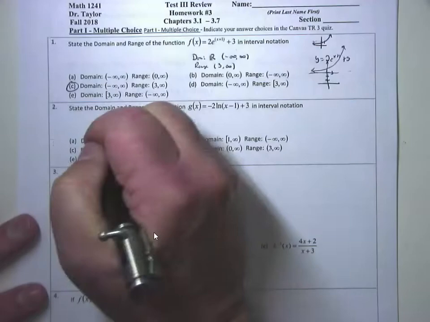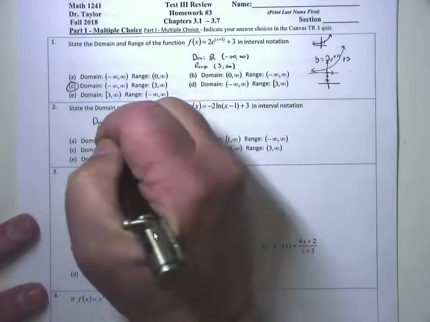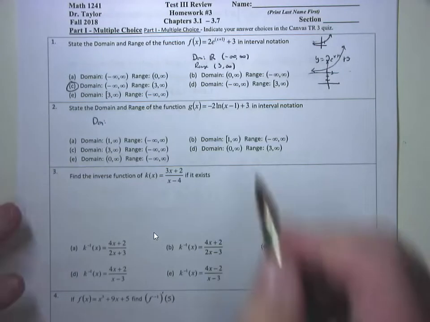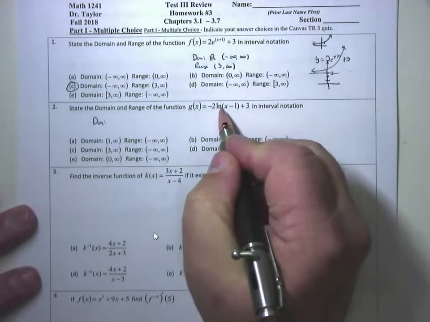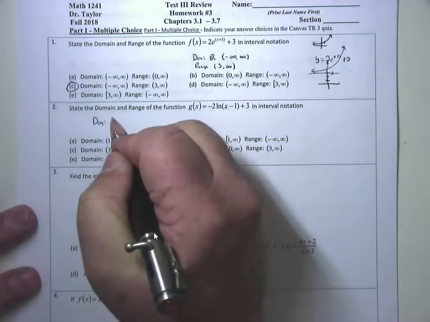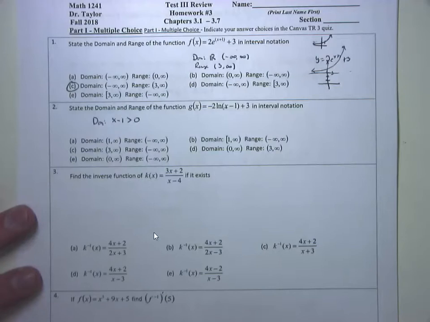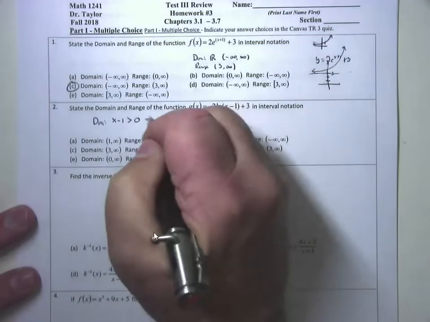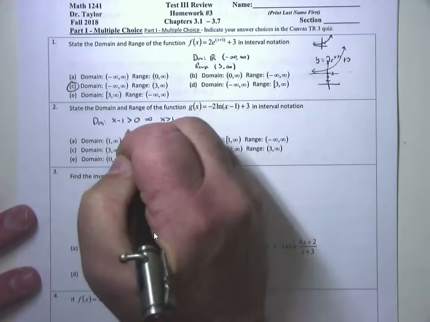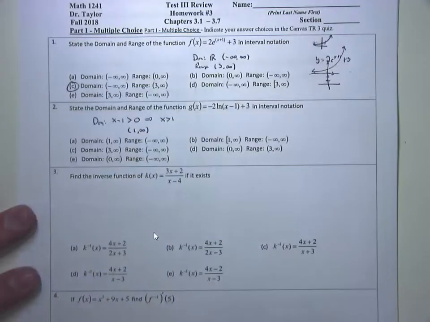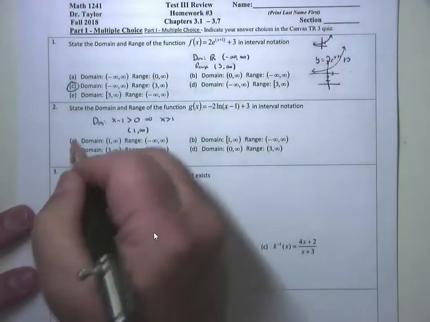Well, first off, let's talk about the domain. When it comes to logarithms, remember, you can't take the log of a negative number, nor can you take the log of 0. You can only take the log of positive numbers. So in this case, we're taking the natural log of x minus 1, so that x minus 1 must be strictly greater than 0 for you to be able to take a log of it. Solving for x, that's pretty easy. x has got to be greater than 1. Interval notation, that's from 1 to infinity. So pretty much, there's only one answer for that one. The answer's got to be A.